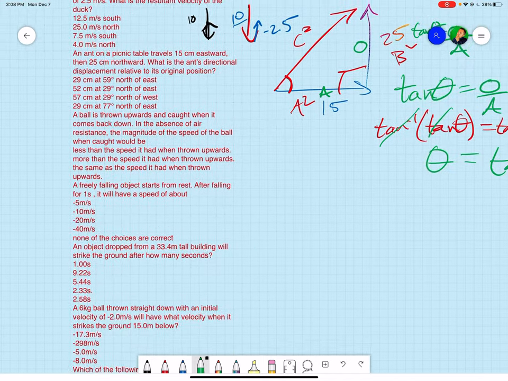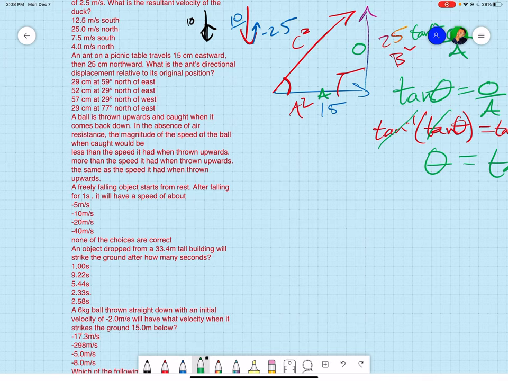Okay, a ball thrown upward, when caught, comes back down. In the absence of air resistance, the magnitude of the speed of the ball when it is caught would be less than the speed it had been thrown upward. So this is asking about speed. It's thrown up and then comes back down. So it's just talking about speed, so it doesn't ask about direction.